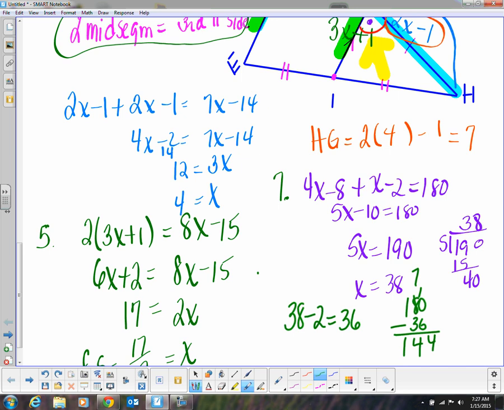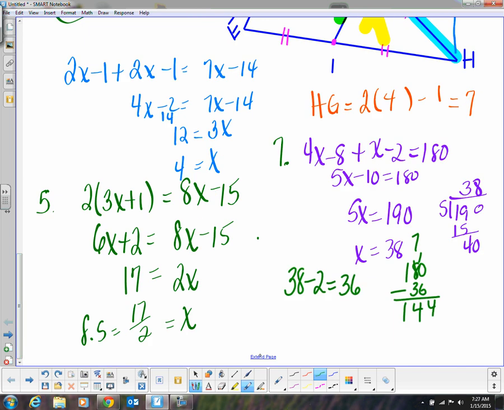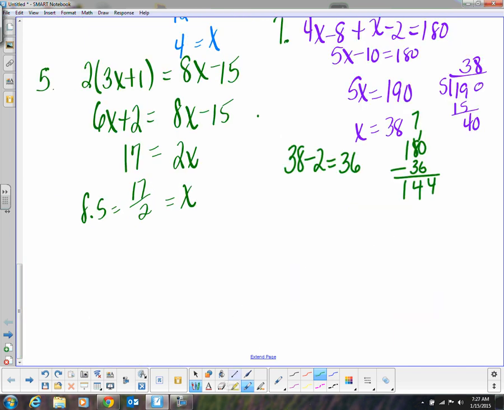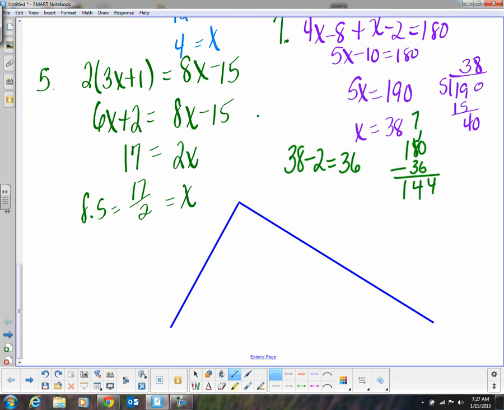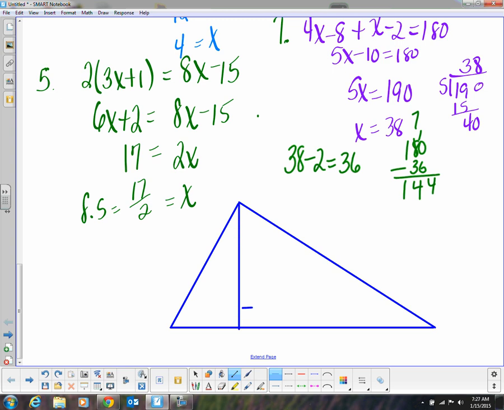Brittany. I put lots of segments in there to see if you knew what was going on. So we've got this segment. We've got this segment. We've got this segment with these little tick marks. And, oh, I did tell you that this was congruent to this.